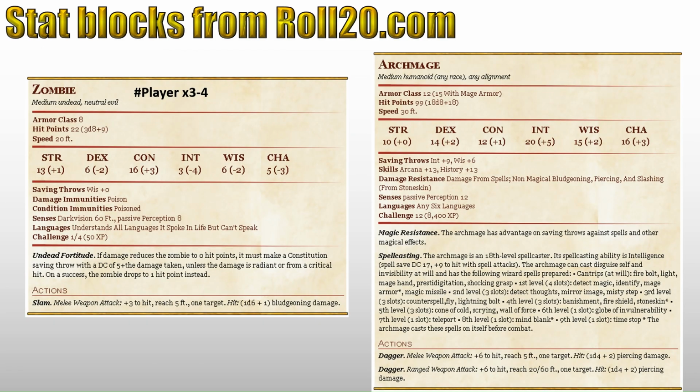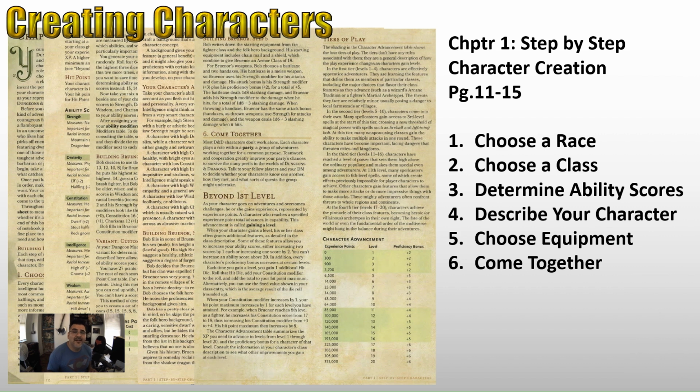What else did you do? You went and got stat blocks. So this one shot is about zombies. So you went and got that zombie stat block and that archmage stat block, which is going to be your big bad evil guy. You gathered all these people to play Dungeons and Dragons, and they've all developed their characters going through these basic steps to character creation.